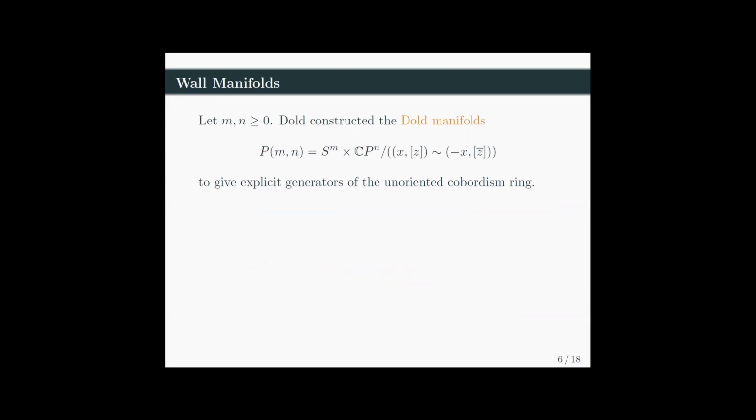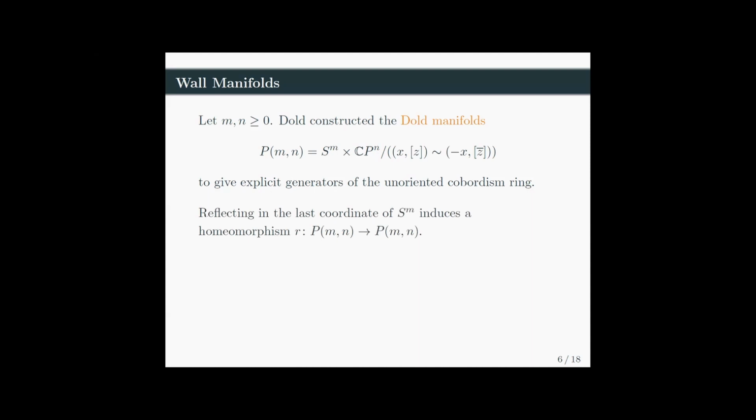We computed the projective span of these Wall manifolds, so I want to tell you what those are. We have two integers, m and n, bigger than or equal to 0. The Dold manifold, Pmn, is a quotient of this product space here. We have an m-dimensional sphere and n-dimensional complex projective space. We're quotienting out by the antipodal action on the sphere and complex conjugation on the CPn part. And Dold actually built these to give generators of the unoriented cobordism ring. So there's a kind of cool connection to cobordism theory.